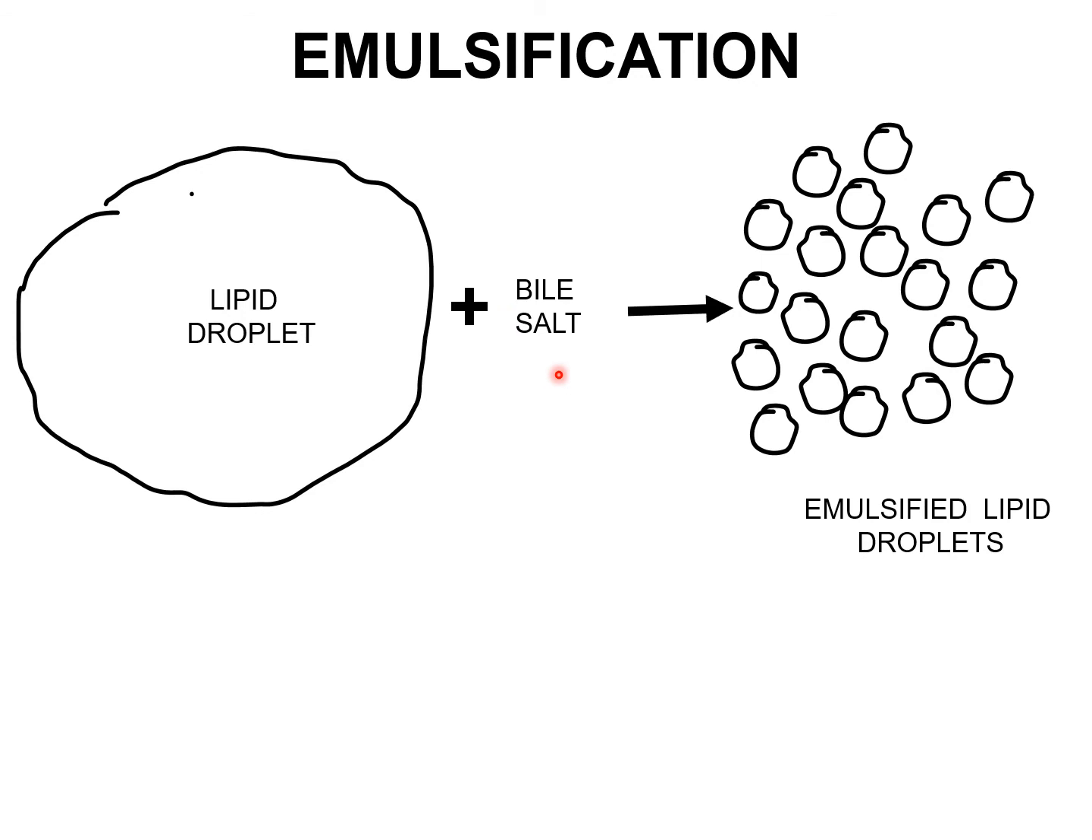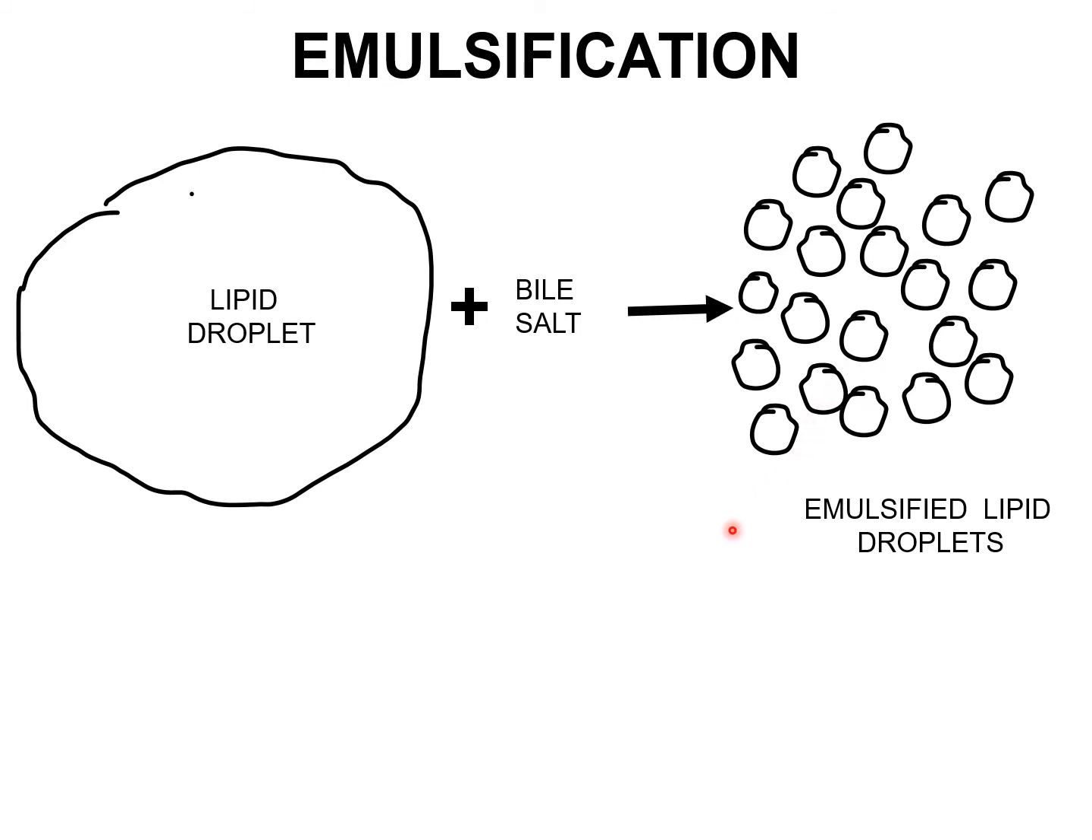So bile salts with the bile are emptied into the duodenum and mixed with the chyme coming from the stomach. And this is what bile salts do to these large lipid droplets. Break them up into many small emulsified lipid droplets.